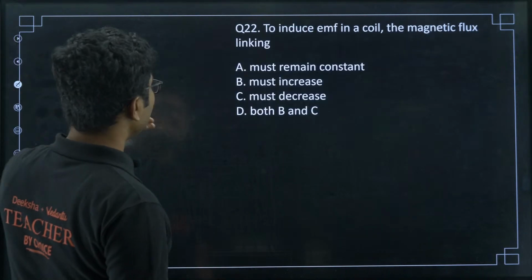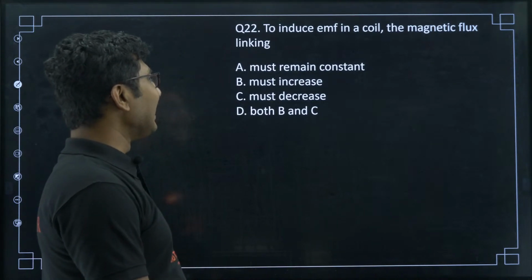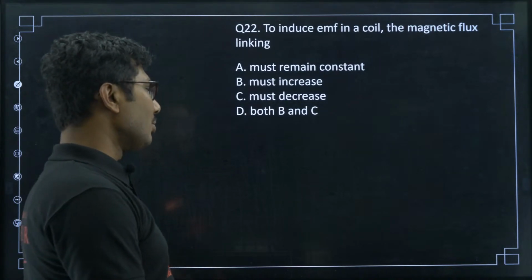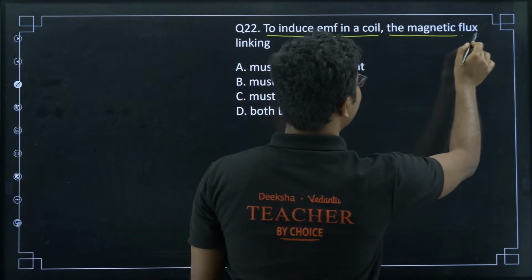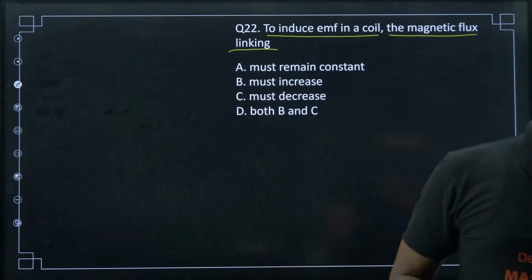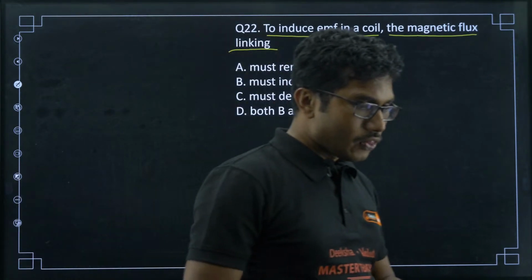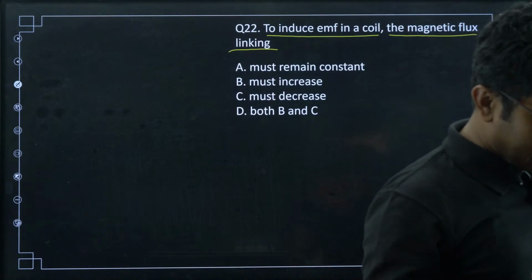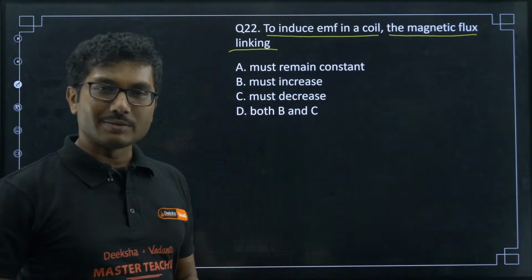Now, to induce EMF in a coil, the magnetic flux linking must remain constant, must increase, must decrease, or both B and C. Whatever the magnetic flux linked with the coil, it either increases or decreases, or both, or it remains constant. Pradeep, Uday, both of you are correct on question 21. In the 22nd question, Uday is saying 22B. It can increase, it can decrease, both are possible, right?